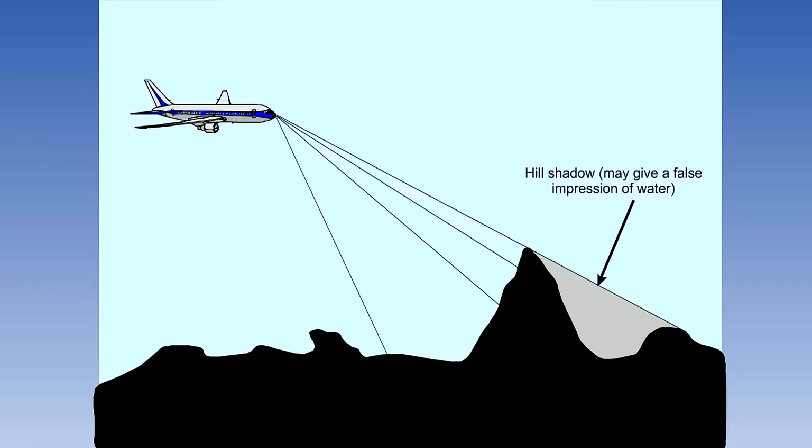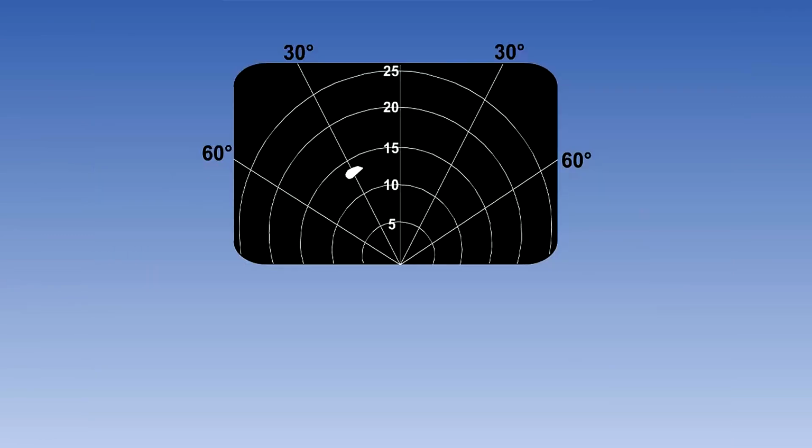The other use of the mapping function is to identify a ground feature and thereby obtain a position fix. The display will show the range, in our example 13 nautical miles at slant angle, and a bearing of 30 degrees left of the nose. From this information we can calculate the true bearing to the feature so that it can be plotted on a chart.